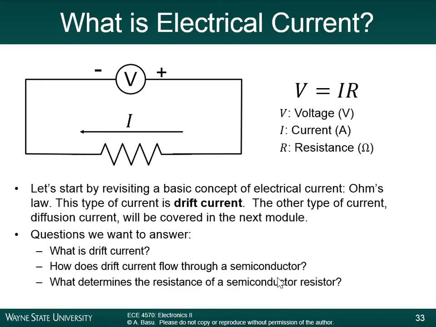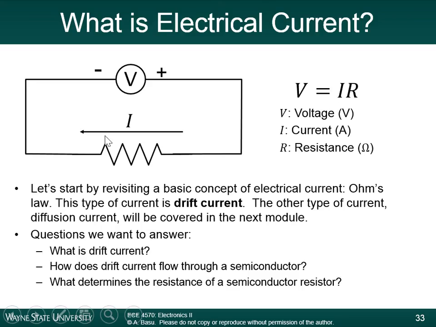We've talked about how many carriers we have. Now we're going to talk about how fast those carriers move through the material. And by the end of the chapter, we're going to get to the concept of electrical resistance. And just to remind you of the fundamental concept, Ohm's law. You guys saw this in your physics class. You've seen it in your first electronics class.